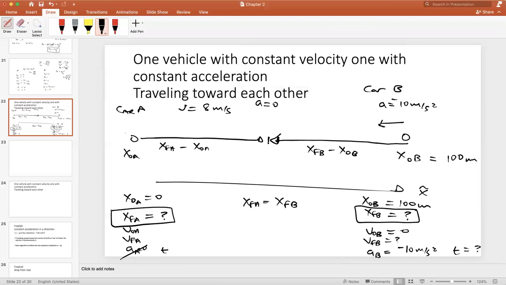I don't know the time. I know that these two things are both 8 meters per second positive. Okay, so now what do we do? What's the next step? Well, I need to find an equation that I can solve for either time or x final of A, for car A.